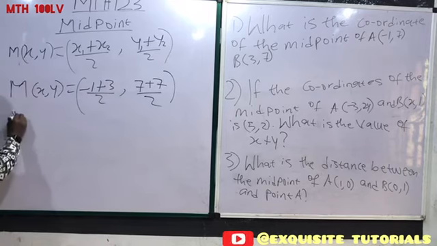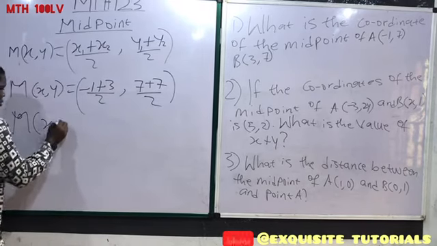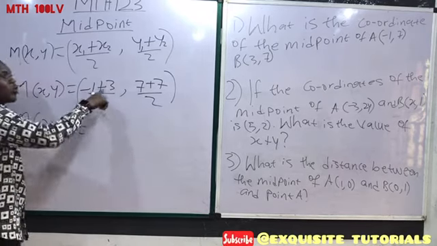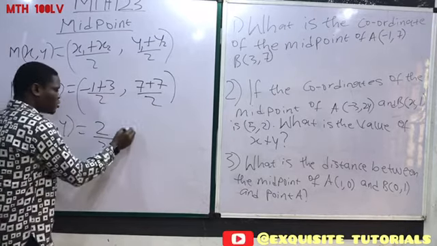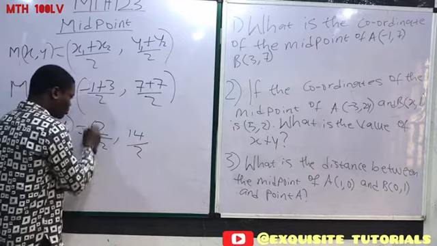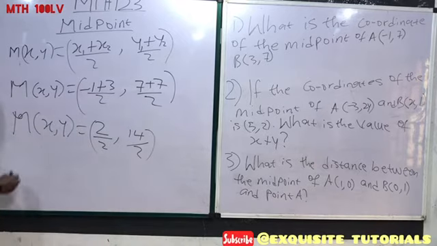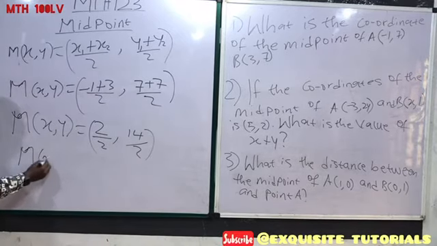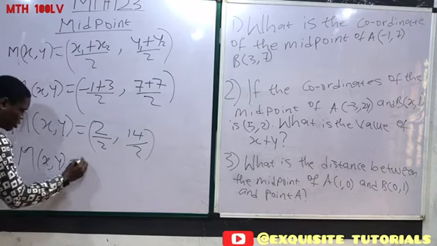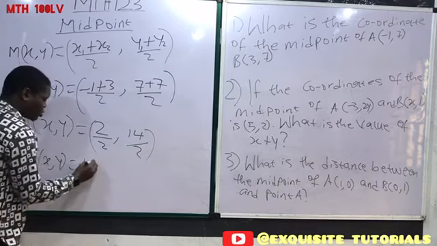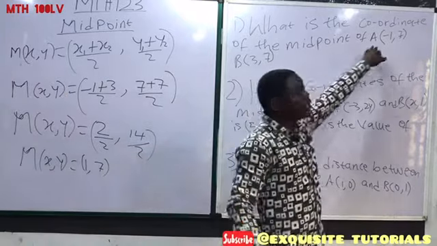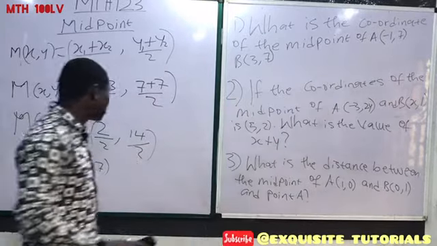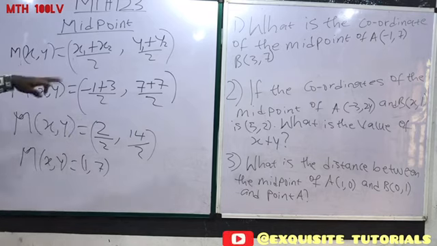So we have the midpoint M(x, y) equals (-1 + 3)/2, which is 2, comma (7 + 7)/2, which is 14, all over 2. 2 divided by 2 is 1. So we have x, y as 1, comma 14 divided by 2, which is 7. So the coordinates of the midpoint between A and B is actually (1, 7). So that's for question 1. Let's move over to question 2.